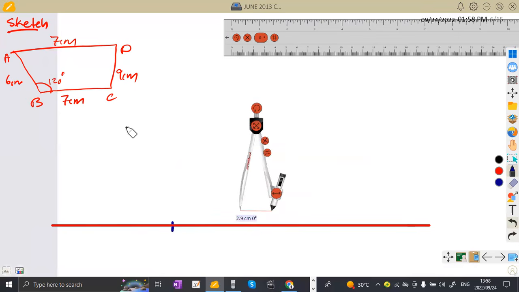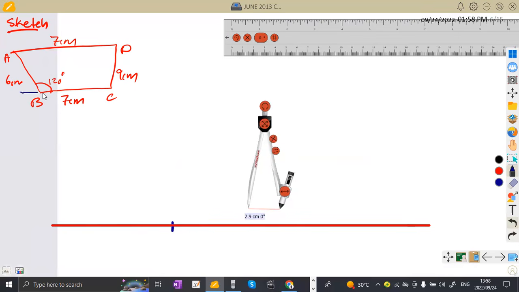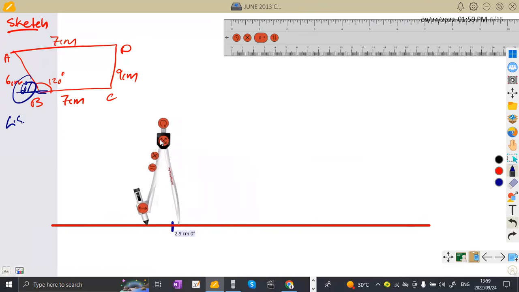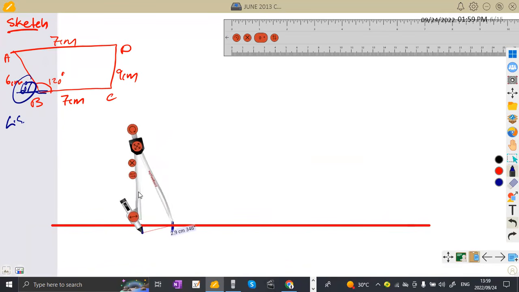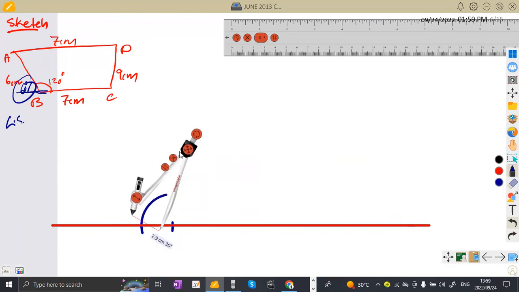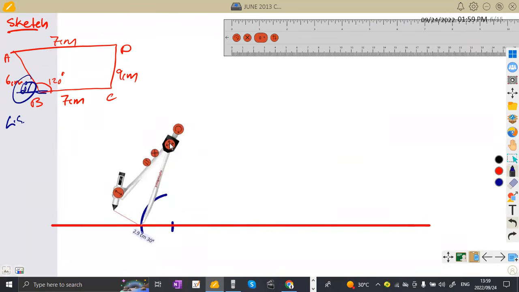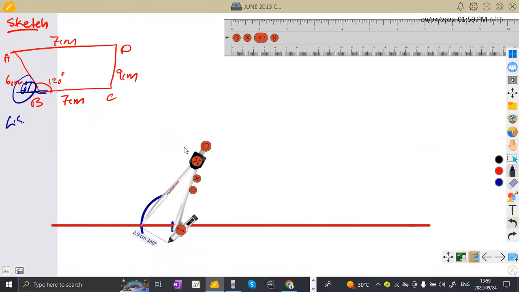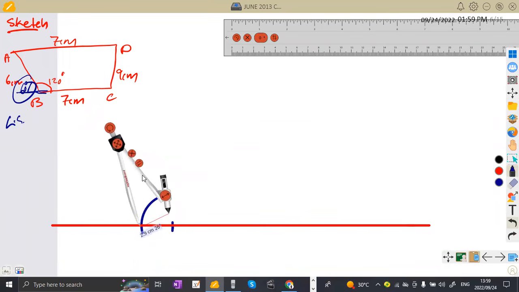From B, I'm having 120 degrees and it's inside the diagram. So it means I'm going to construct 60 degrees outside of the diagram, which is on the left side. From the left-hand side, that is where I'm going to construct my 60 degrees. By constructing 60, remember, we are constructing 120. So remember how you construct 60: just mark an arc, then from the point of intersection of the arc and the line, you mark again back to the line. They must meet at a certain point.